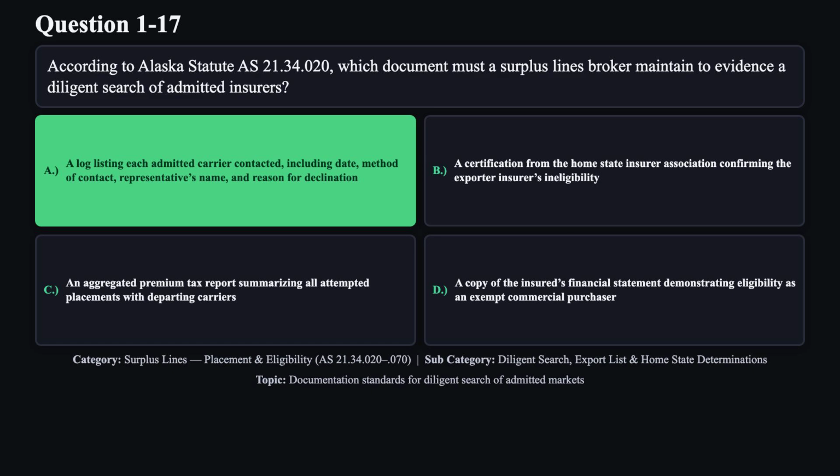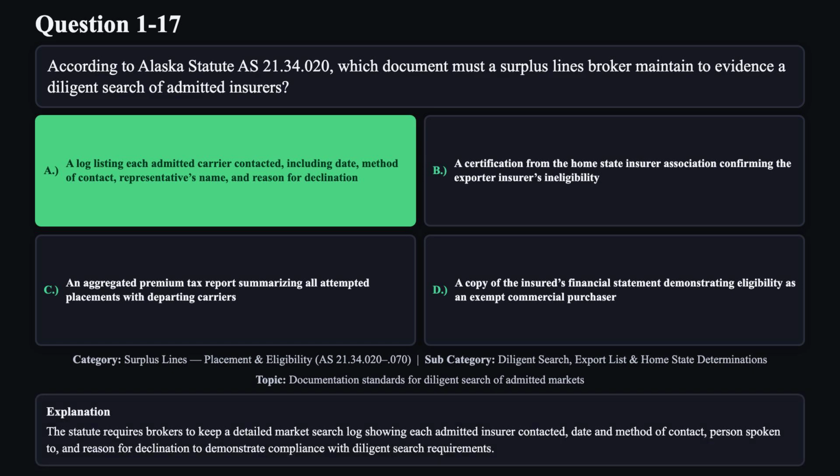The correct answer is A. The statute requires brokers to keep a detailed market search log showing each admitted insurer contacted, date and method of contact, person spoken to, and reason for declination to demonstrate compliance with diligent search requirements.